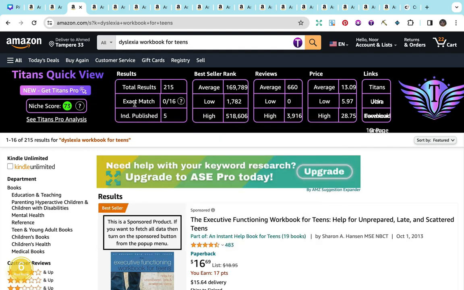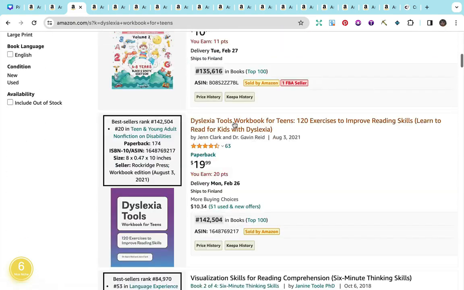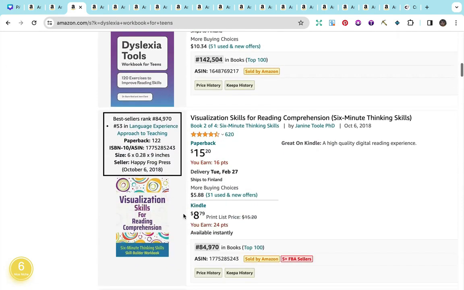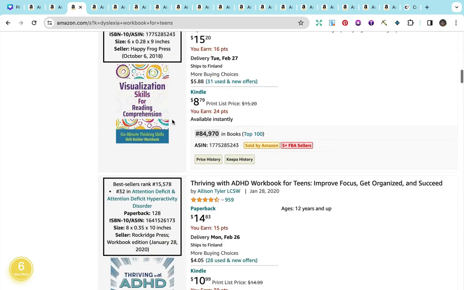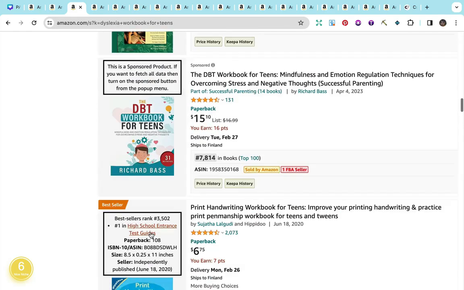Coming into the total results, we have 215, under 1,000. Average bestseller rank is currently under 300,000, averaging 169,789. Average reviews are 660. Average price is $13.09. Scrolling down and avoiding the sponsored books, we do have books with a bestseller rank that are selling quite well. For example, this one is under 100,000, sitting at 84,970. Another book under 100,000 is the bestseller, so that's 2 books altogether.